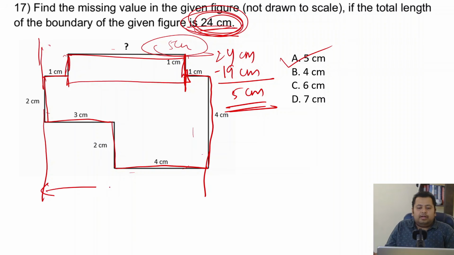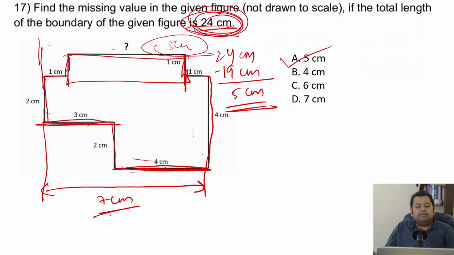So if you just look at this part, how much is this? If this is 4 centimeter and this is 3 centimeter, so this is 4, this is 3. So this becomes 4 plus 3, 7 centimeter, right? And then you have to find out this part. So this is 7 minus this one, and 7 minus this one and this one, right?